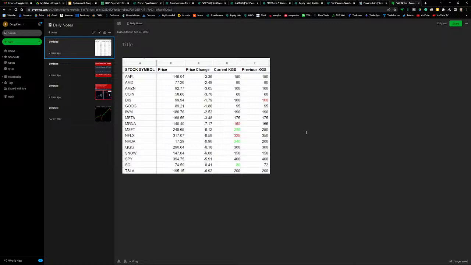And I color code these numbers. So here, for example, for Moderna, that means that that key gamma strike dropped from the previous day. And for NVIDIA, and that's pretty obvious since NVIDIA rallied pretty strongly yesterday, the key gamma strike moved up from 200 to 240. So overall, though, not a lot of shifts in this key gamma strike.